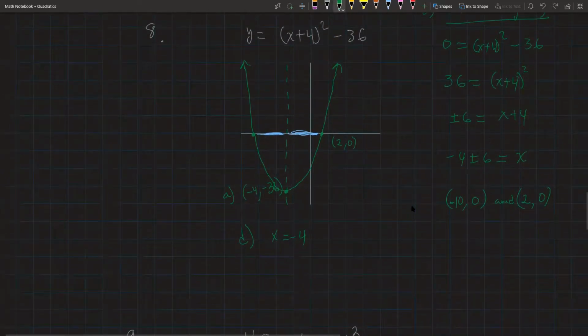We have 2 comma 0, and the other one we can label now very accurately as -10 comma 0. Look, we're starting to put the pieces of the puzzle together very nicely. We have labeled 1, 2, 3, but we're missing one more point where the parabola intersects the y-axis. Where is that? Right there.